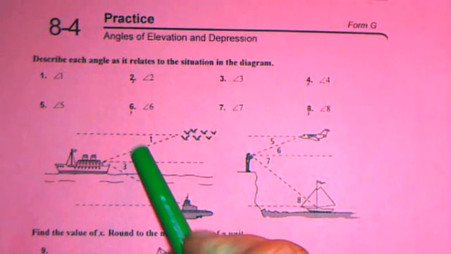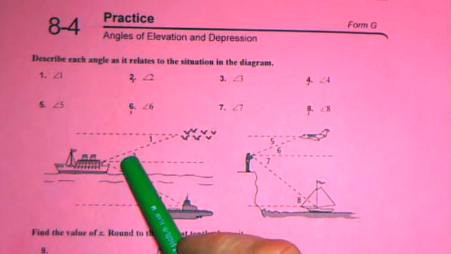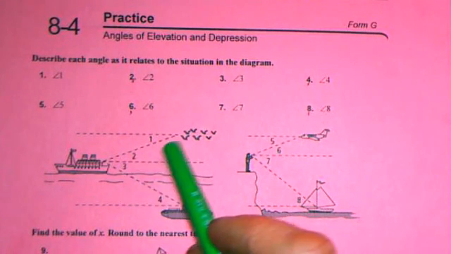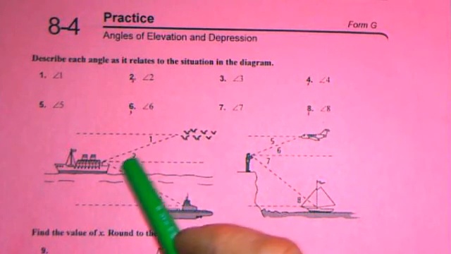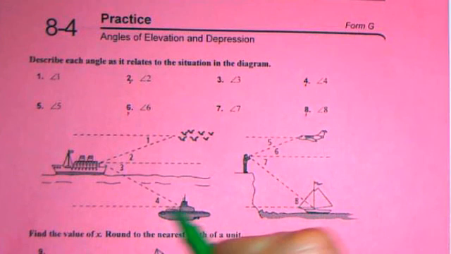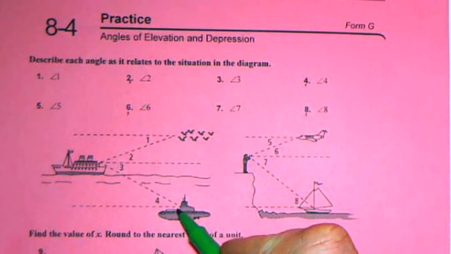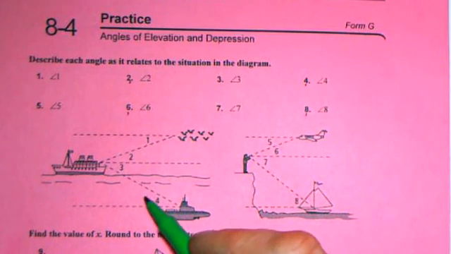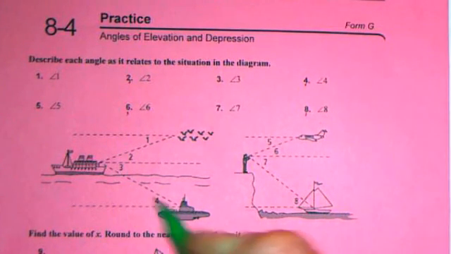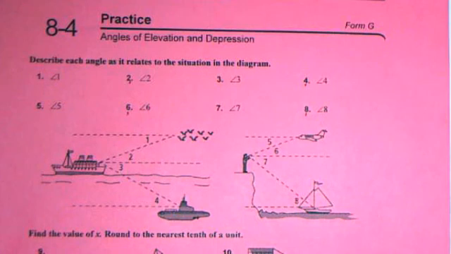Angle 2 here is an angle of elevation as the boat is looking up towards the birds. So from the horizontal, it's an angle of elevation. Angle 4, from the point of view of the submarine, is also an angle of elevation because the submarine is looking from the horizontal up at the boat, so that's also an angle of elevation.